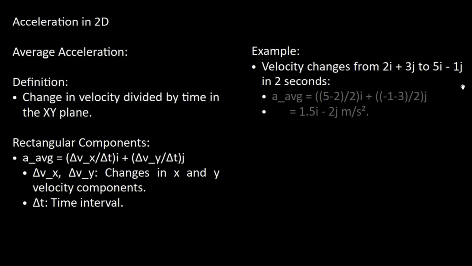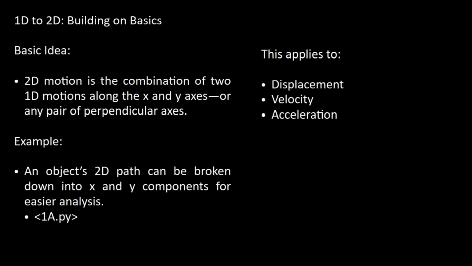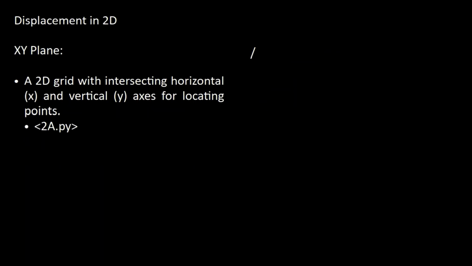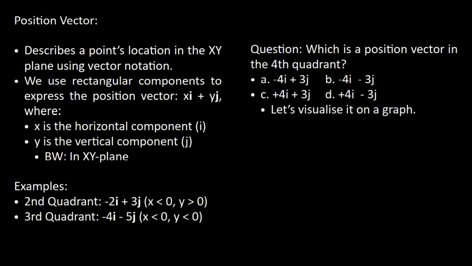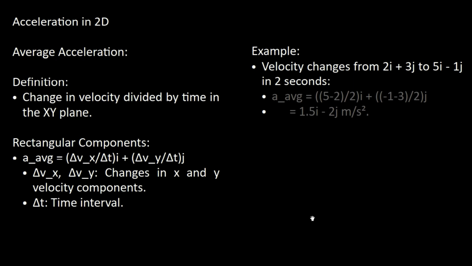Let's look at the idea of acceleration in two-dimensional motion. Again, guys, I want to keep repeating this. All of this topic goes back to the same funda that everything can be understood as parts. And we are just doing that with your basic introduction, with your displacement, your velocity, and now we are looking into acceleration. So the average acceleration is defined as change in velocity divided by time in the xy plane, same funda. And in terms of rectangular components, it's represented this way.